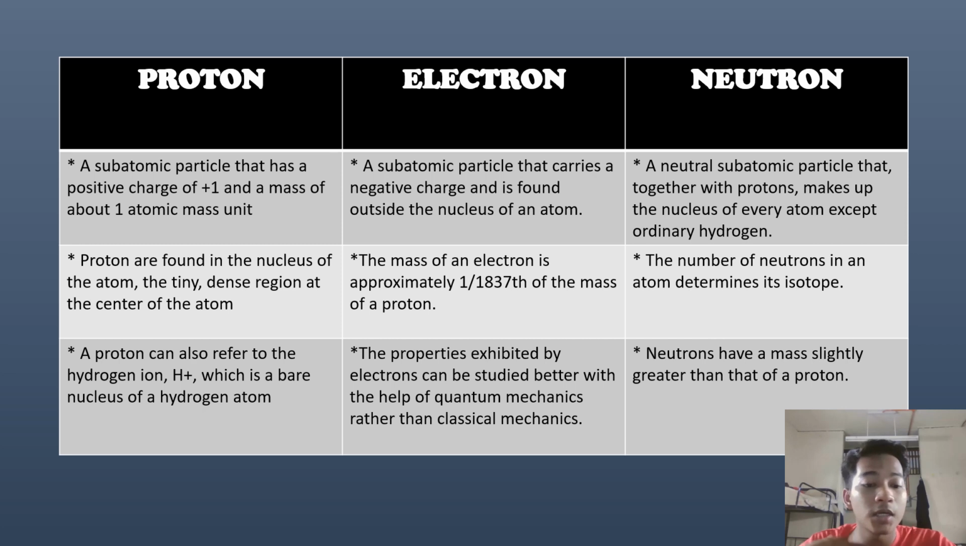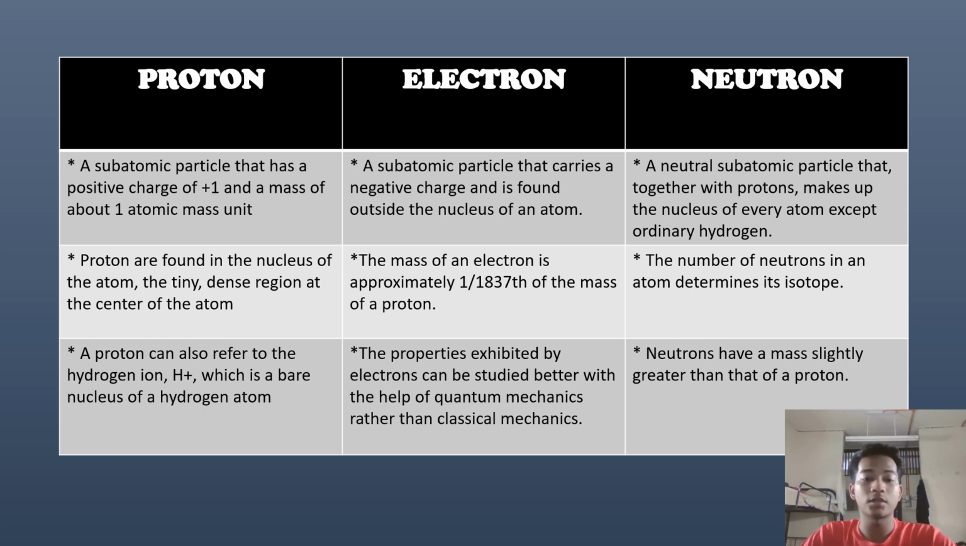So what is a proton? A proton is a subatomic particle that has a positive charge of +1 and a mass of about 1 atomic mass unit. Protons are found in the nucleus of the atom, the tiny dense region at the center of the atom. The number of protons in an atom determines the atomic number of an element. In chemistry, a proton can also refer to the hydrogen ion, H+, which is a bare nucleus of a hydrogen atom.